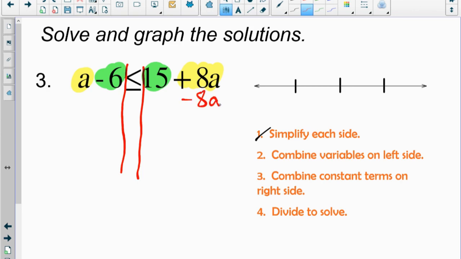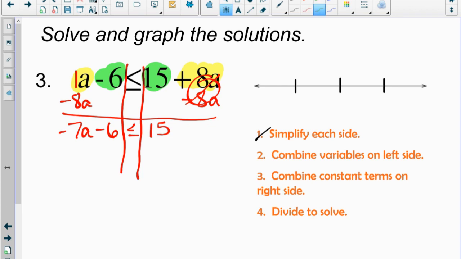So I'm going to start by subtracting 8a from each side. And I remember that the a that I began with was 1a, the coefficient of 1. So 1a minus 8a is negative 7a. My inequality symbol stays the same because all we're doing there is subtracting.